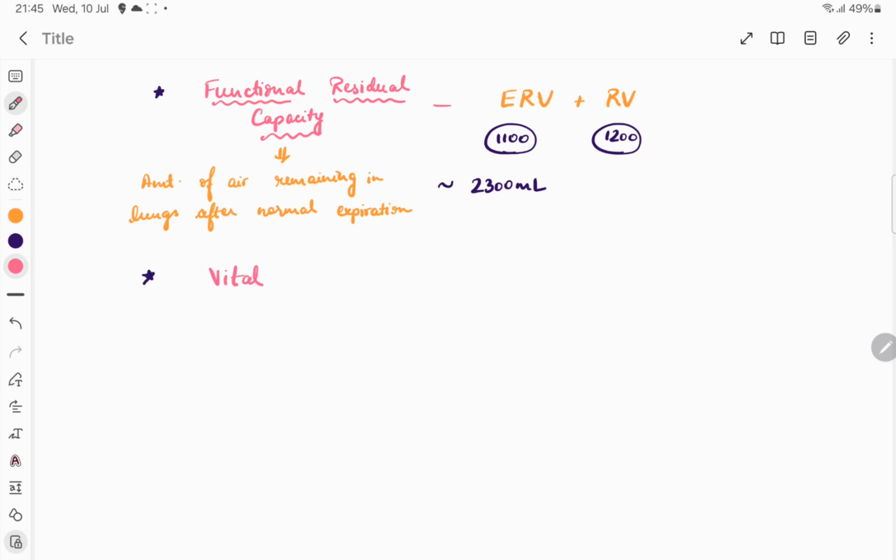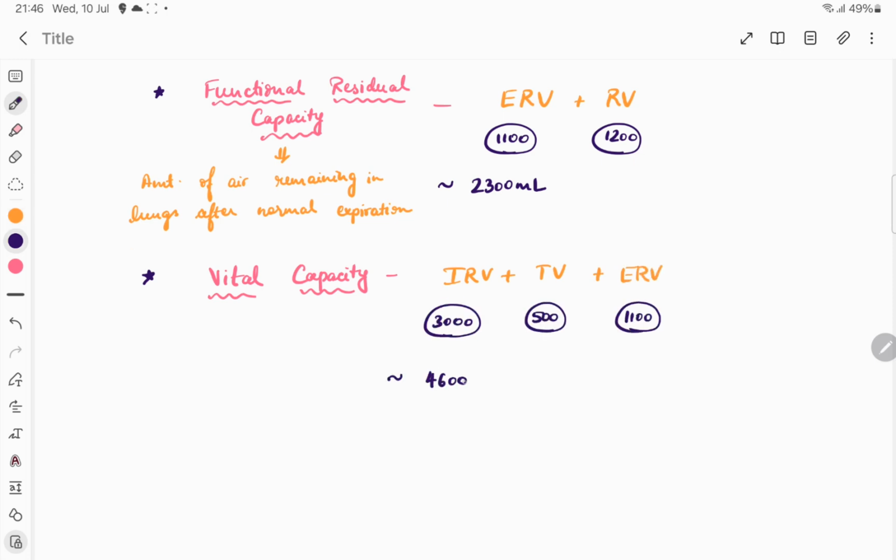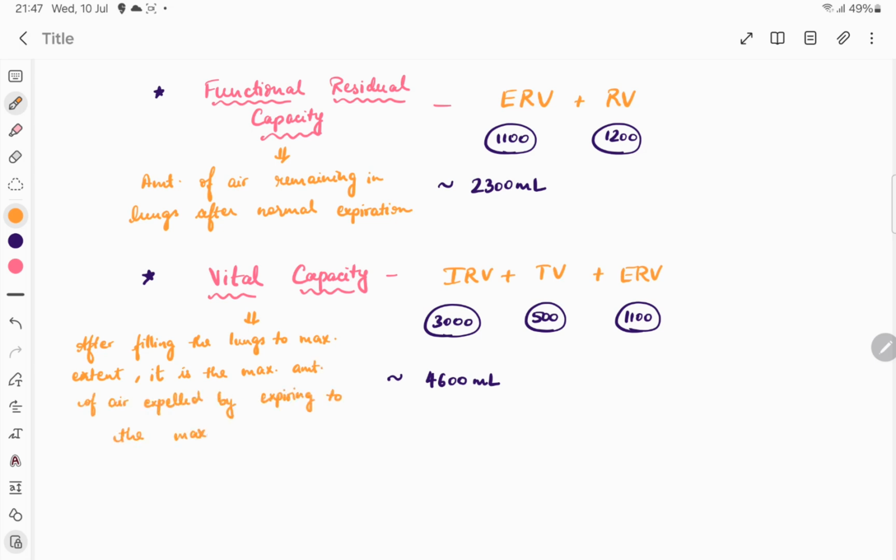The next is vital capacity. After filling the lungs to the maximum, that is tidal volume plus inspiratory reserve volume, the amount of air that is expelled forcefully, that is expiratory reserve volume, is called the vital capacity. Thus, IRV plus TV plus ERV all together form the vital capacity. It is around 4600 ml.